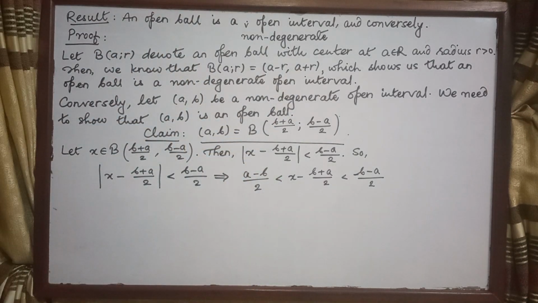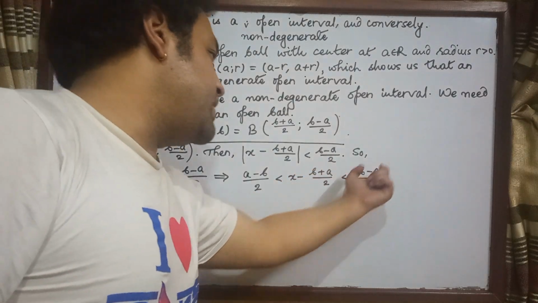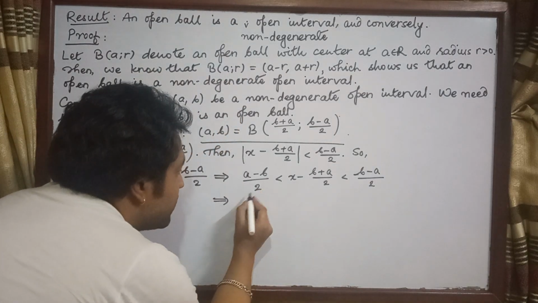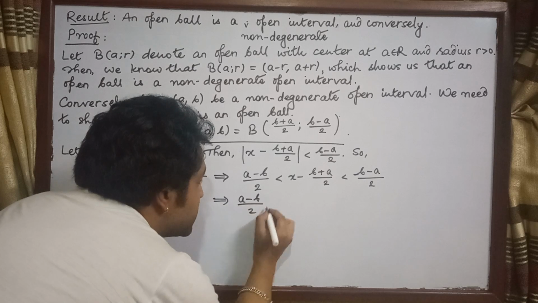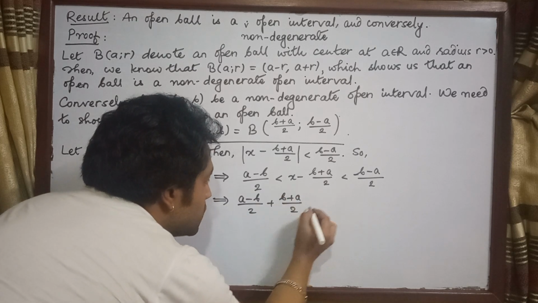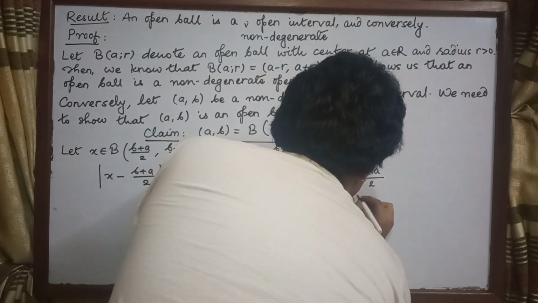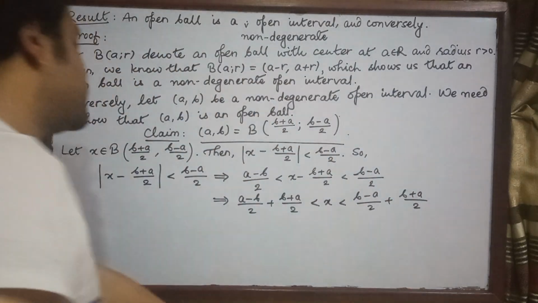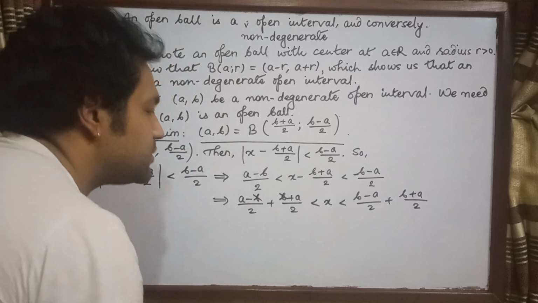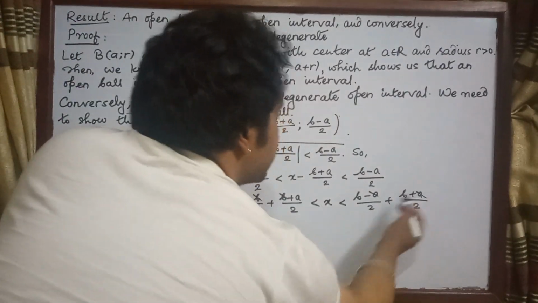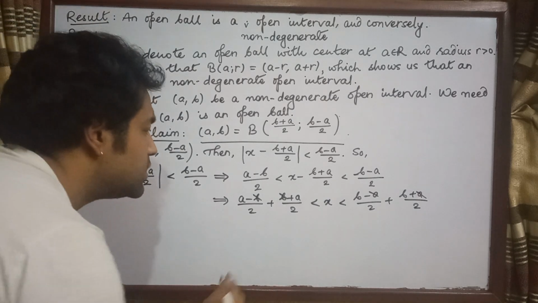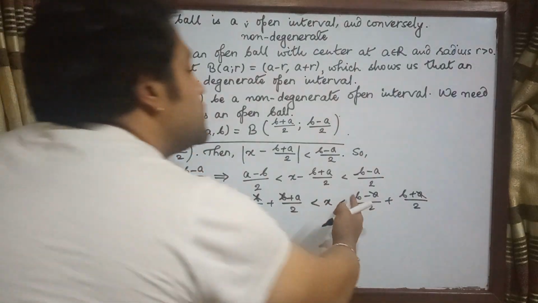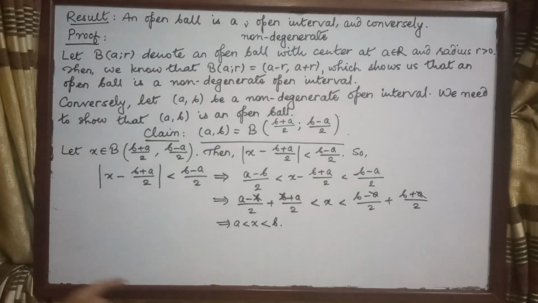Now, let's add B plus A by 2 on all sides: left, middle, and right. So this will give us A minus B over 2 plus B plus A over 2 less than X less than B minus A over 2 plus B plus A over 2. Now, if you simplify it, these two B's will get cancelled out, and these two A's will get cancelled out. 2A over 2 means A. We have X over here, and 2B over 2 means basically B.